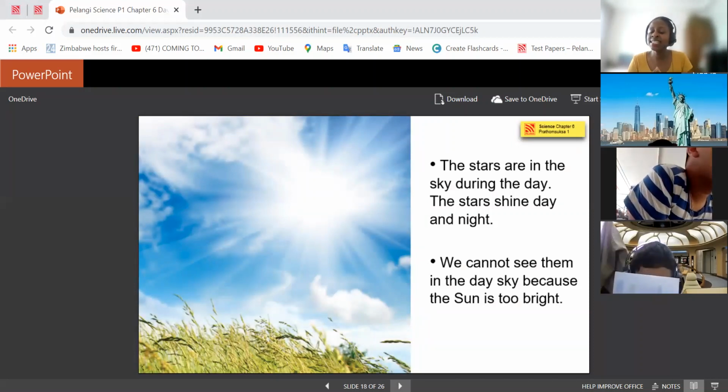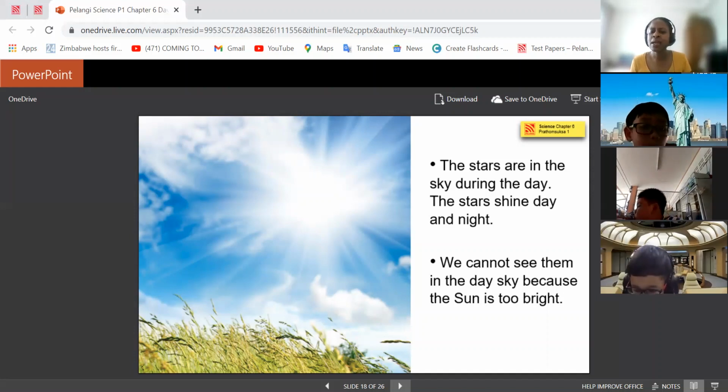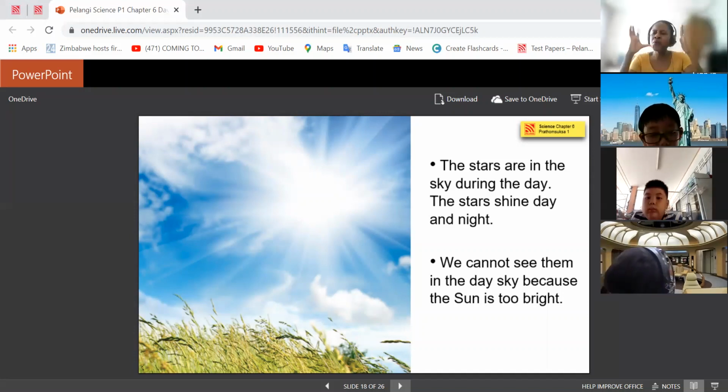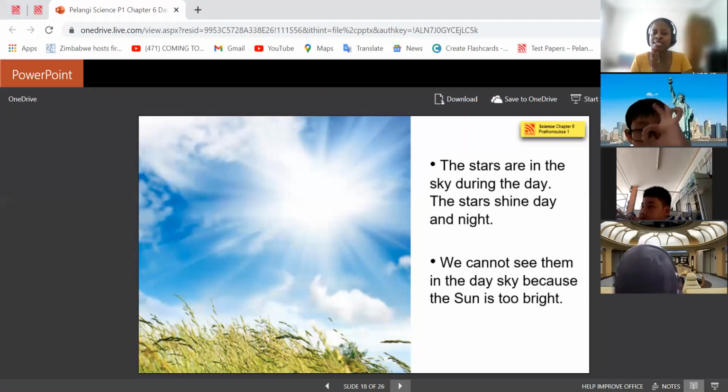The stars shine day and night. But we cannot see them during the day. Why can we not see them during the day? Because the sun is too bright. Yes, thank you. The sun is too bright that we cannot see the stars. The stars are there every day, every time, but we cannot see them during the day.